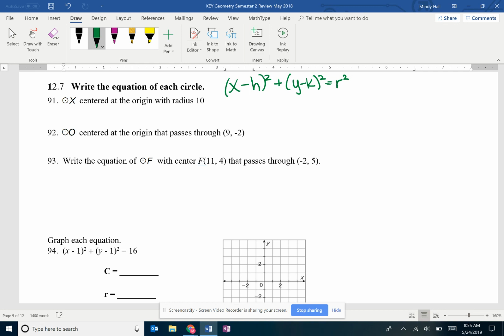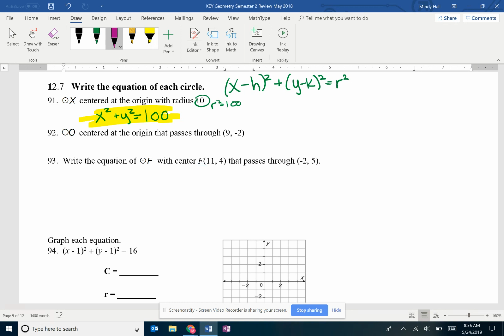So since it's centered at the origin, in this case, I know that h would be 0 and k would be 0. So that would mean my formula would be x squared plus y squared equals r squared, and my radius is 10, so r squared is 100. So it's going to be equal to 100.